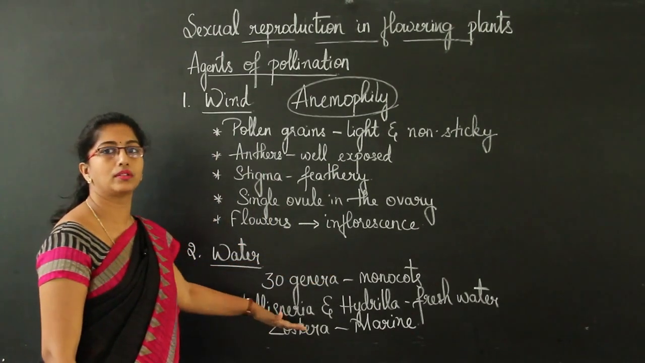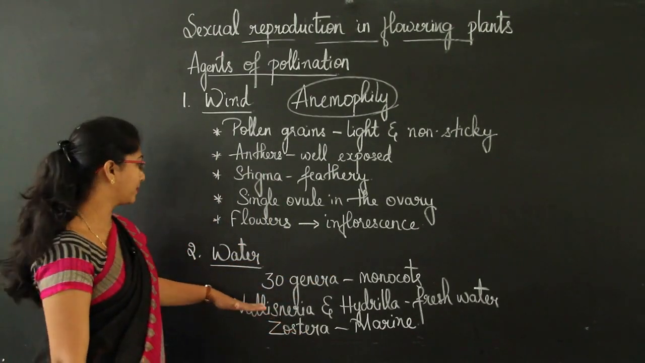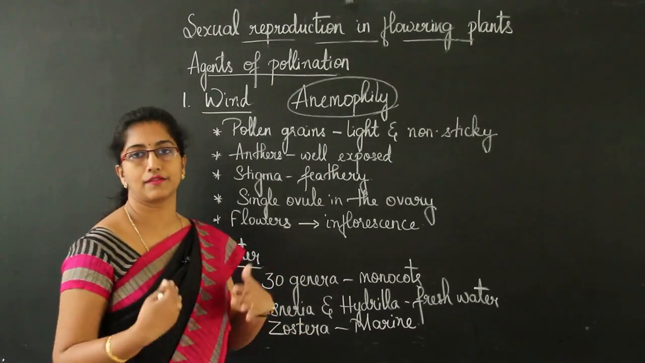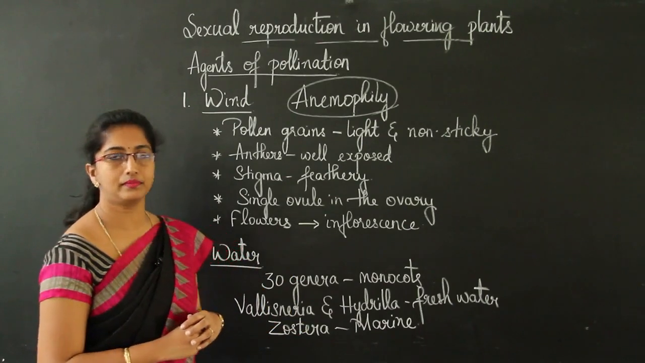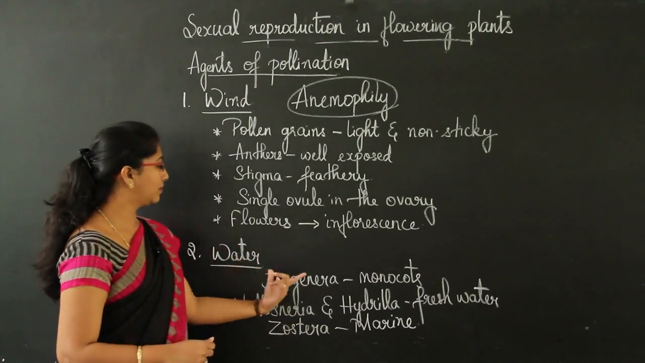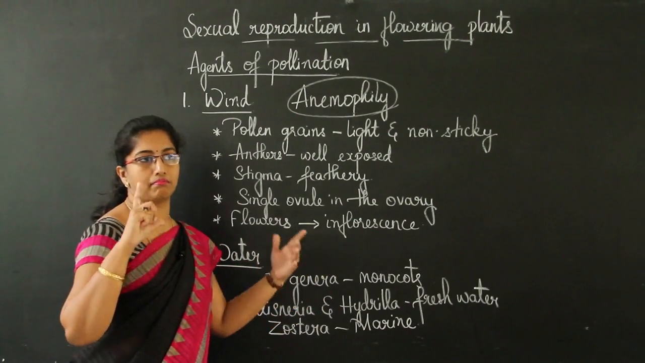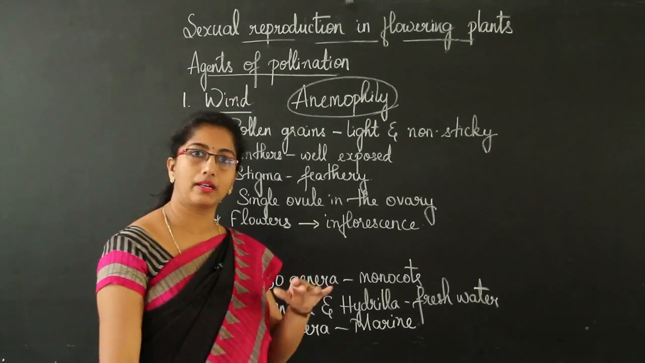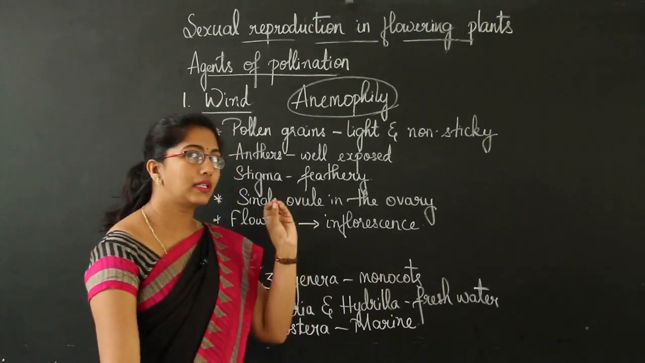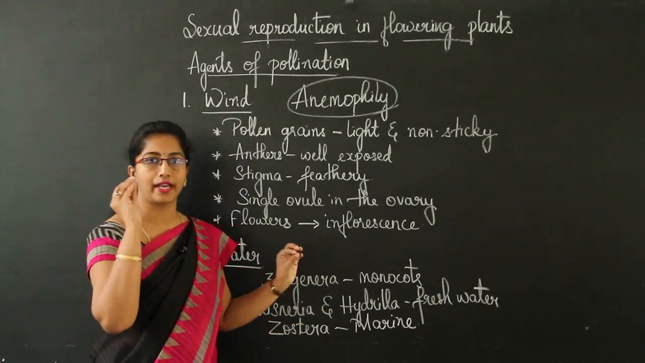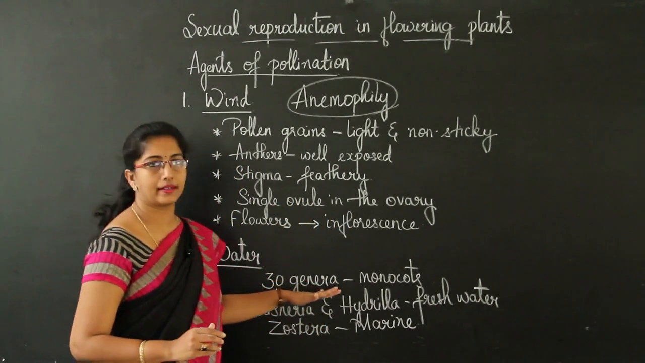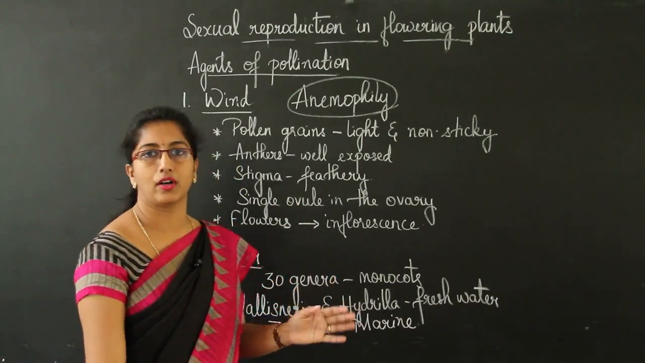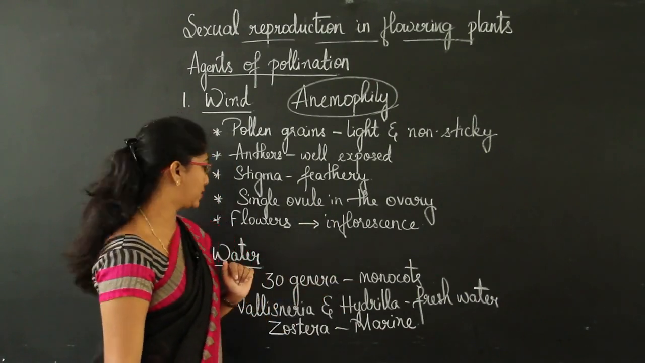Now next we'll move on to water pollination. Many plants depend on water for transfer of pollen grains. Here I told you that the majority of the angiosperms, that is flowering plants, depend on animals only. In water pollination it is very few, hardly 30 genera. That too, most of them are monocots which depend on water for pollination.